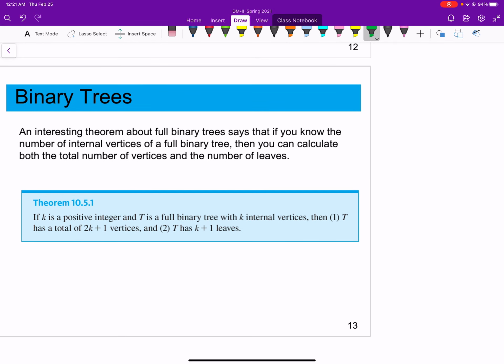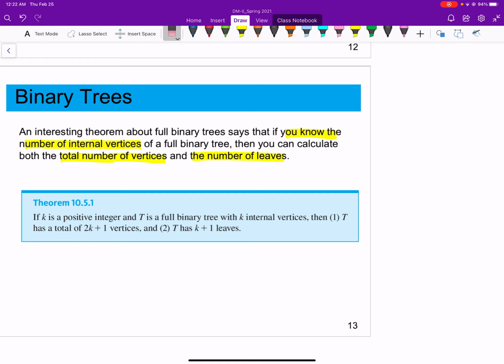Now we are going to talk about a theorem. This is a very important theorem. Let me read this first. An interesting theorem about full binary trees says that if you know the number of internal vertices, then you can calculate the total number of vertices and the number of leaves. You can compute the total number of vertices and the number of leaves if you know the total number of internal vertices.